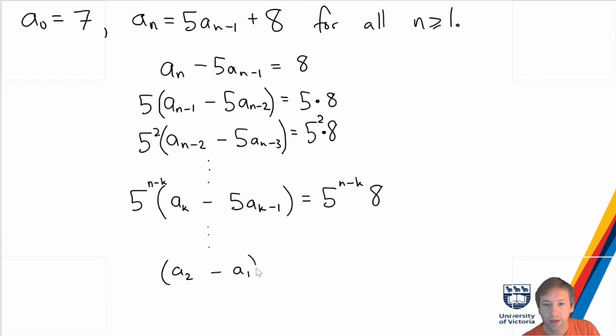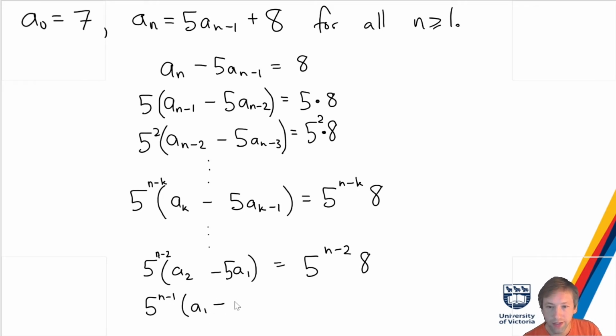So that'll be all multiplied, or sorry, by minus 5 a1. That'll all be multiplied by 5 to the n minus 2, and then that's 5 to the n minus 2 times 8. The very last line is 5 to the n minus 1, a1 minus a0, and that's equal to 5 to the n minus 1 times 8.